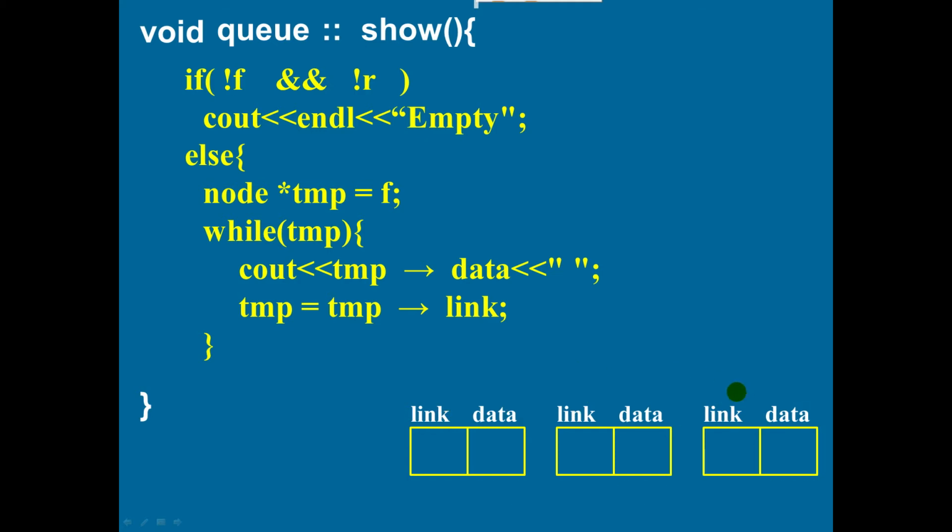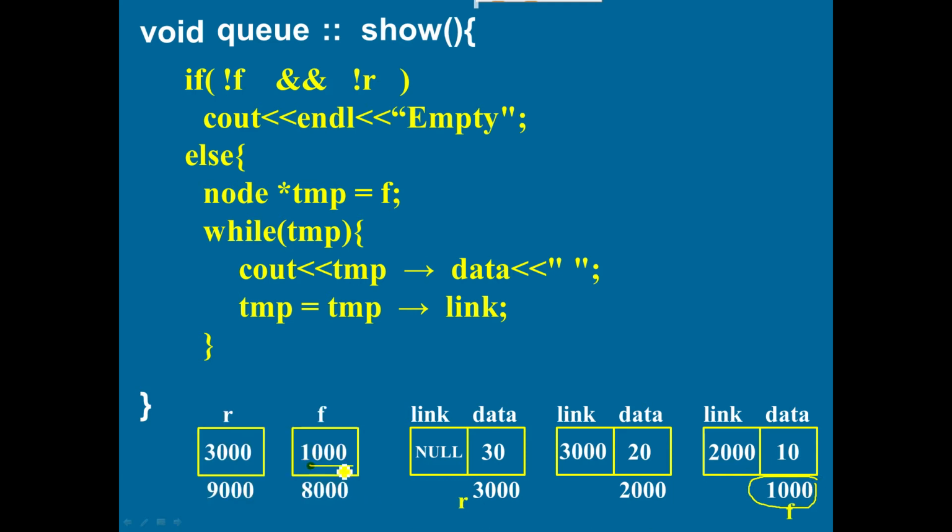Now these elements exist in the computer's memory, so some address will be there for these elements. Now for the data part, let me take an example, 10, 20 and 30. Here the address of the next element, 2000, should come. Here the address of the next element, 3000, should come. Now this is the last element, so this one should contain null. Now as per this example, F contains the address of the first node, so F is 1000. R contains the address of the last node, so R is 3000.